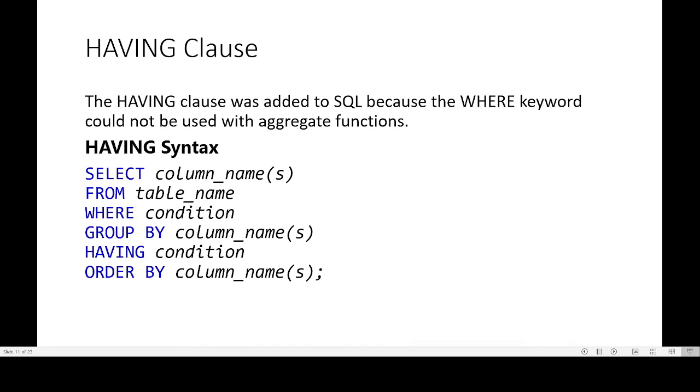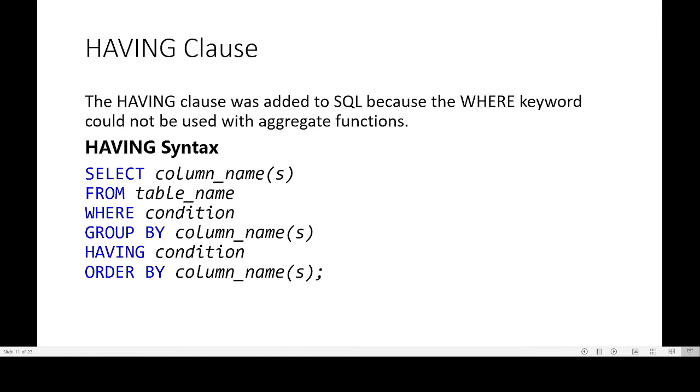Now coming to the having clause. It was added into SQL because the where keyword could not be used with an aggregate function. If there is no aggregate function, then you can directly use a where condition, not an issue. But if you want to use an aggregate function in a condition, you can't use it along with the where clause. For that we have to use another clause called the having clause.